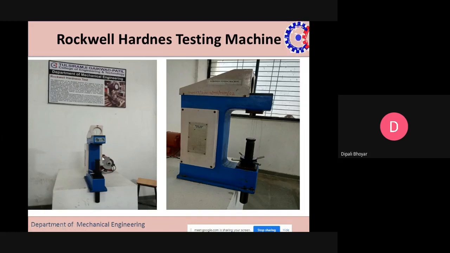We can apply the minimum load of 10 kg and the maximum load of 150 kg here. Accordingly, our indenter impacts the surface, and once we get some depth of penetration on the surface of a particular mild steel, brass, or aluminum, we get a dimension, we get a Brinell number, we get a Rockwell hardness number here, and accordingly we find out the hardness of the particular specimen.